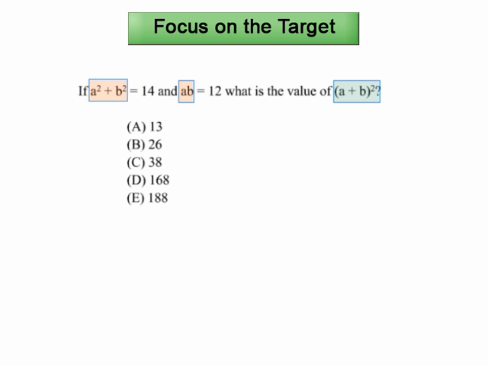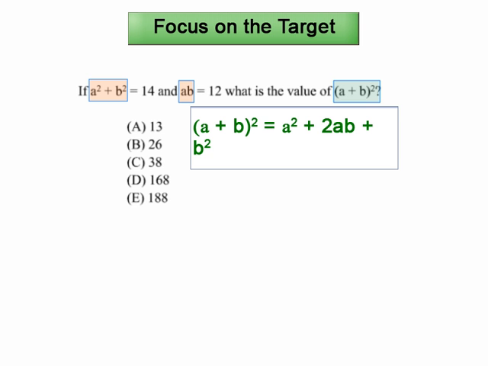All we can do with this problem, the only operation we can perform with what we're given here, is to FOIL a plus b squared. When we do that, we get a plus b squared equals a squared plus 2ab plus b squared.